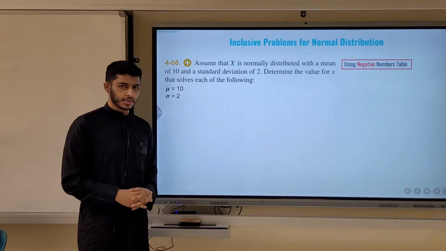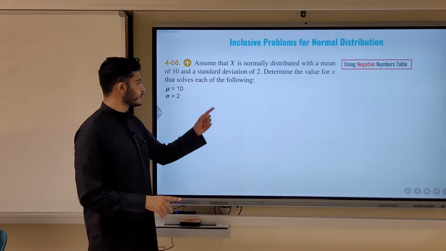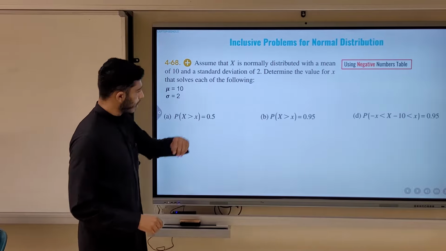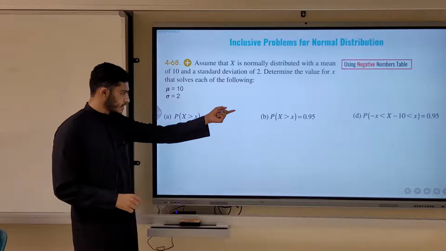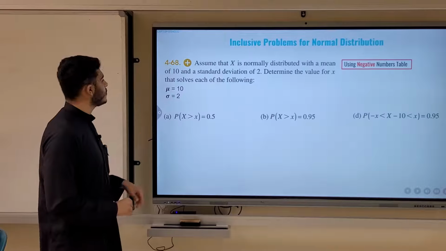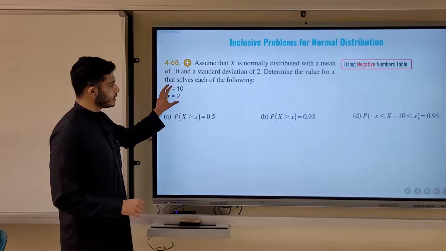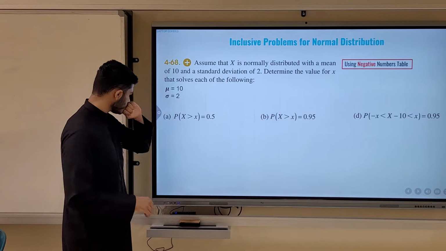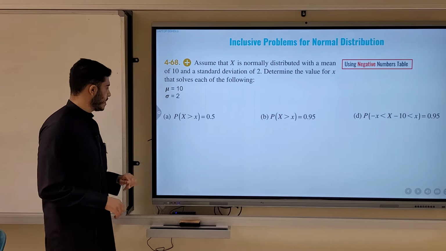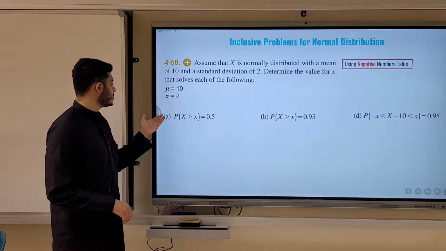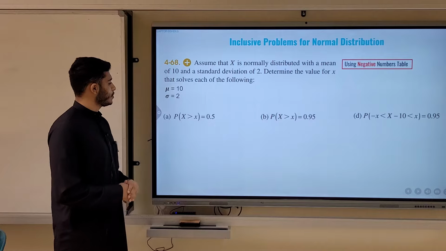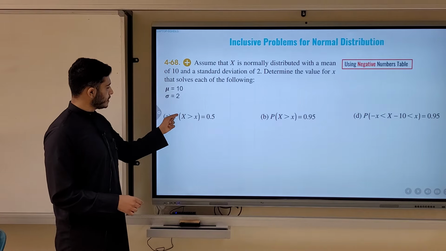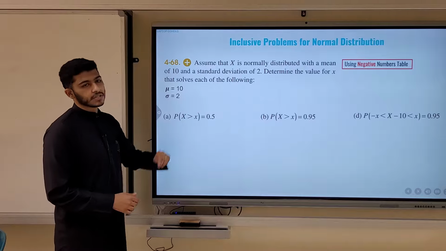Now let's continue this question. This part of this question will ask us to determine the value for x. So we have all of these parts of the question. We need to find the value for x for each of these expressions there with the same parameters that we had earlier, and we're still using the negative numbers table. So with this in mind, let's go to the first question. The first question tells us to find x such that the probability of capital X greater than x equals 0.5. So we want to find the value for x that when we take x greater than this value of x, will give us 0.5.